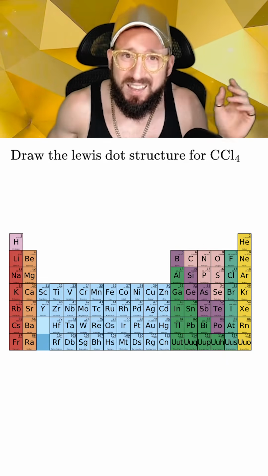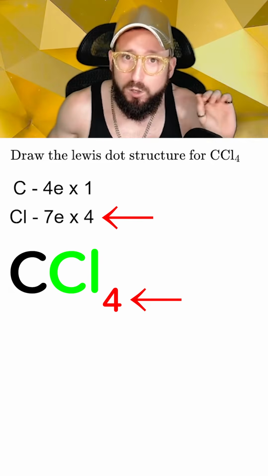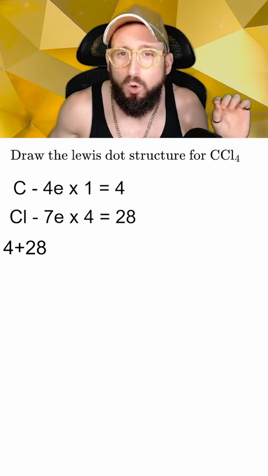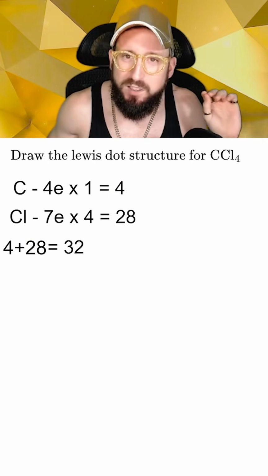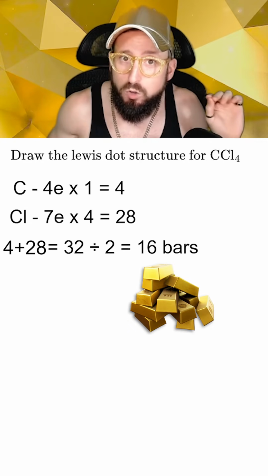which column it's in. In this case, carbon has 4 valence electrons, and chlorine has 7. Since there are 4 chlorines, this gives us 28, which we add to the 4 from the single carbon to get a total of 32 valence electrons. Now we're going to take this total and divide it by 2 to give us 16 bars that we can use to draw our Lewis diagram.